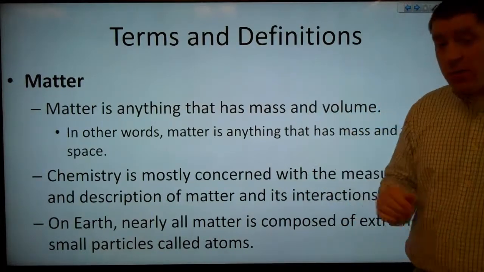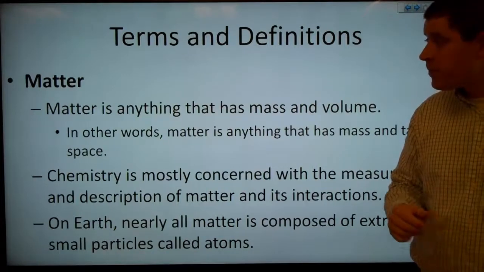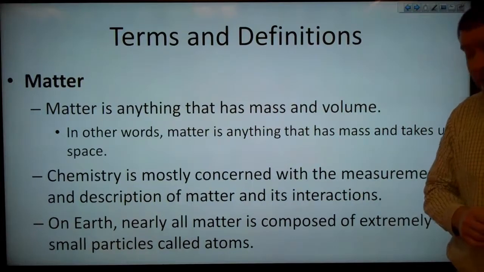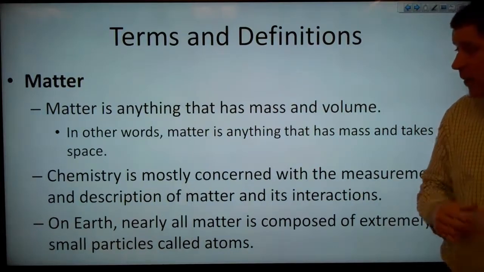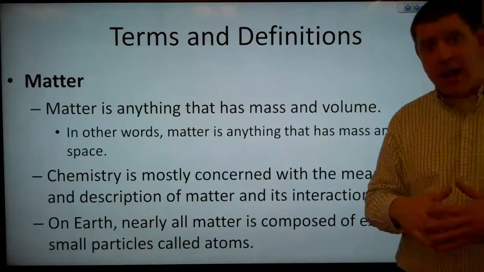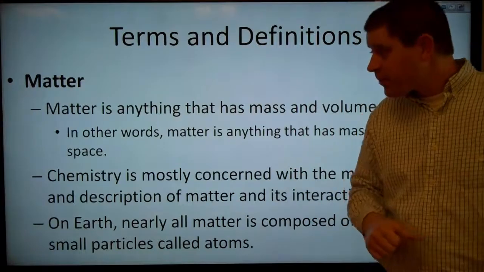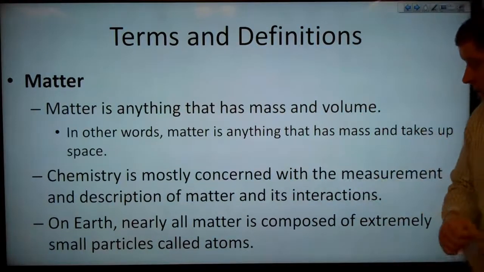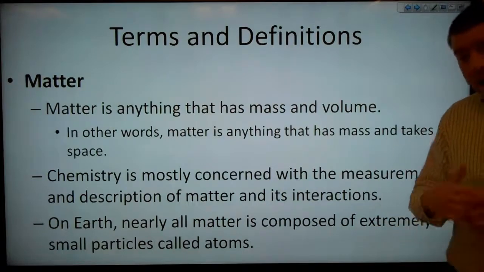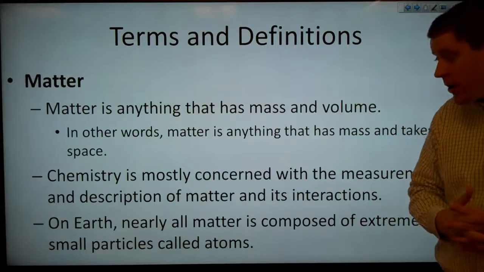So let's go over some terms and definitions that are going to be useful in your study of chemistry. Matter is anything that has mass and volume. In other words, matter is anything that has mass and takes up space. This is basically everything that you see with the exception of light itself. Chemistry is mostly concerned with the measurement and description of matter and its interaction, so how it changes. These are chemical reactions between various substances.